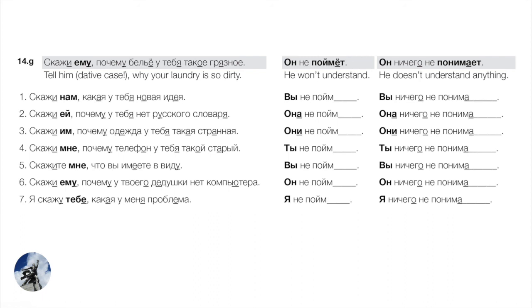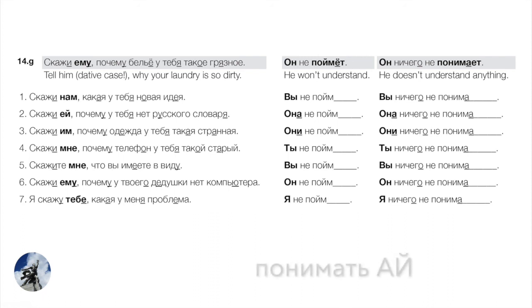Okay, now let's practice our verbs. Он не поймет. Он не поймет. That's the perfective verb for understanding. He won't understand, right? We get a future tense meaning. And then we want to say generally, he doesn't understand anything.